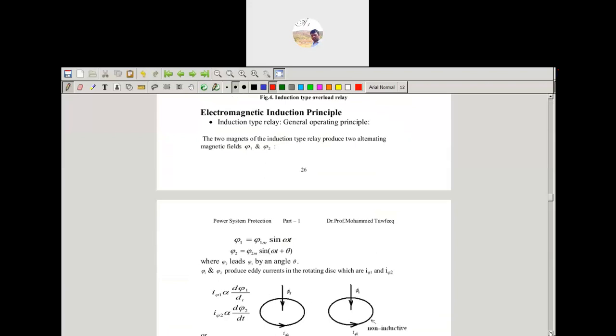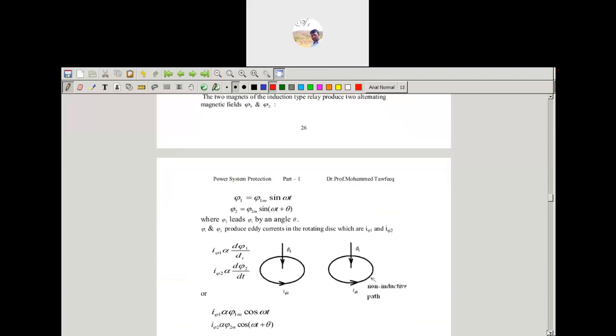Both are alternating fluxes, right? Phi 1 is phi 1 sin omega t, and phi 2 is phi 2 sin(omega t plus theta), where phi 2 leads phi 1 by an angle theta. The flux phi 1 produces eddy current. One part is non-inductive and the other is inductive, so there are current variations.